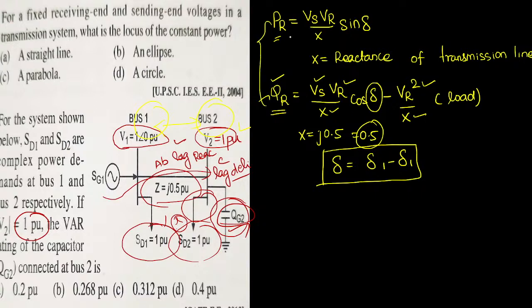Okay sir. Go back to the receiving end power, sin delta. Let's see if we can calculate delta from here. See, the reactance value is known. That is 0.5, the transmission line reactance. Sending end voltage is 1, receiving end voltage is 1, and that is the real power.